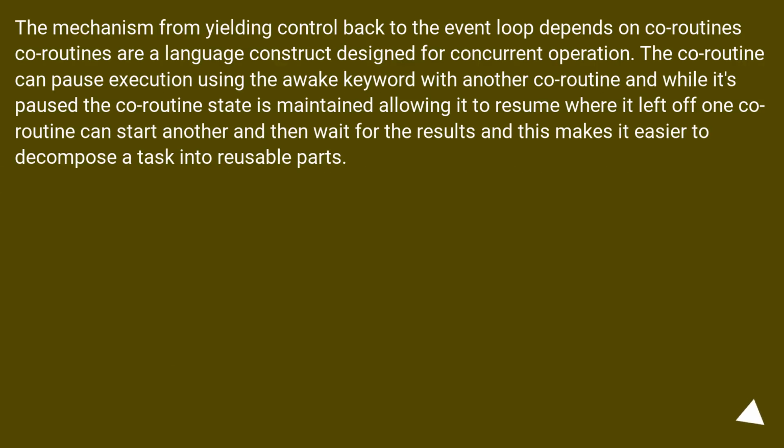The mechanism for yielding control back to the event loop depends on coroutines. Coroutines are a language construct designed for concurrent operation. The coroutine can pause execution using the await keyword with another coroutine, and while it's paused, the coroutine state is maintained, allowing it to resume where it left off. One coroutine can start another and then wait for the results, and this makes it easier to decompose a task into reusable parts.